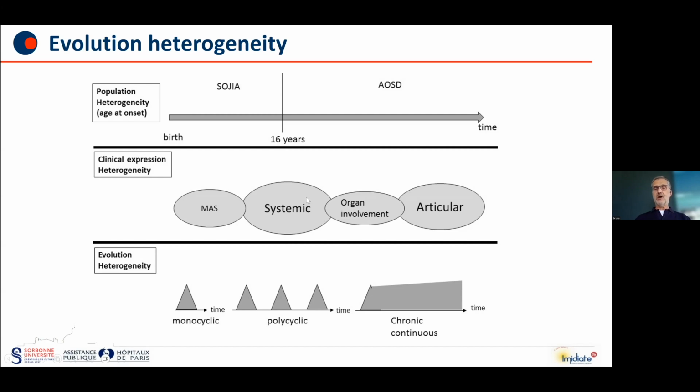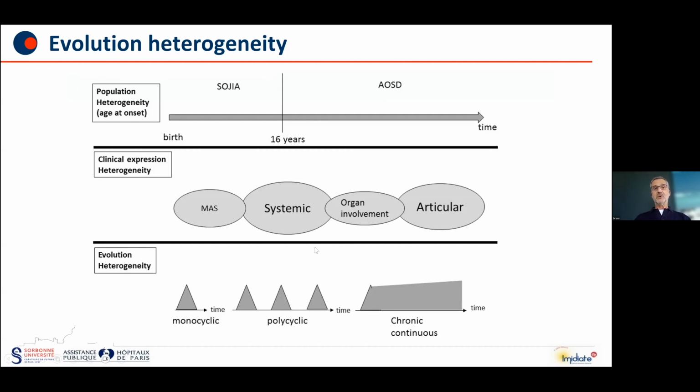Systemic features are really very important to speak about Still's disease, but some patients will have specific organ involvement or macrophage activation syndrome. And for some patients, there may be a chronic articular evolution. However, in adults, we have the same feeling, as I told you before, that when you treat the patient very rapidly, you will avoid this chronic joint involvement. So it's something very important.